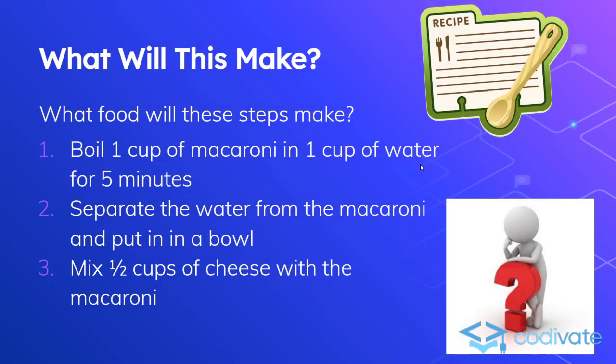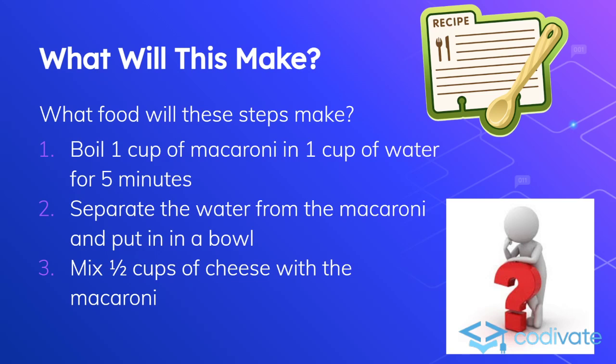So, for example, this set of instructions, which is what a program is, we can look at and figure out what it's actually doing, because I didn't tell you what it's doing. They read, boil 1 cup of macaroni in 1 cup of water for 5 minutes. Separate the water from the macaroni and put it in a bowl. Then mix 1/2 cups of cheese with that macaroni. That's it. Now, we want to figure out what this does.